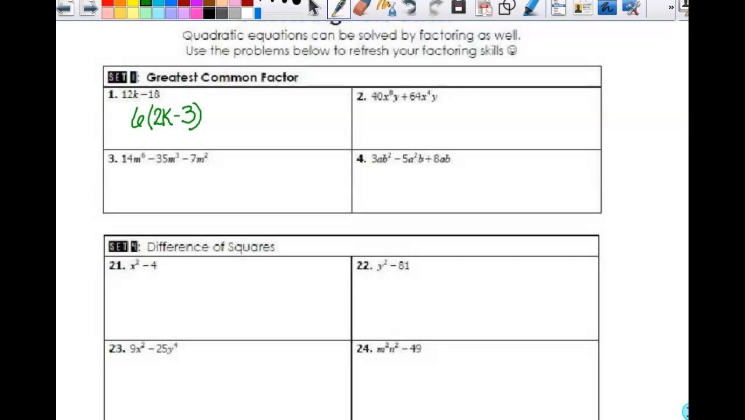So let's look at number 2. Actually, you do number 2. Factor out the GCF in number 2.